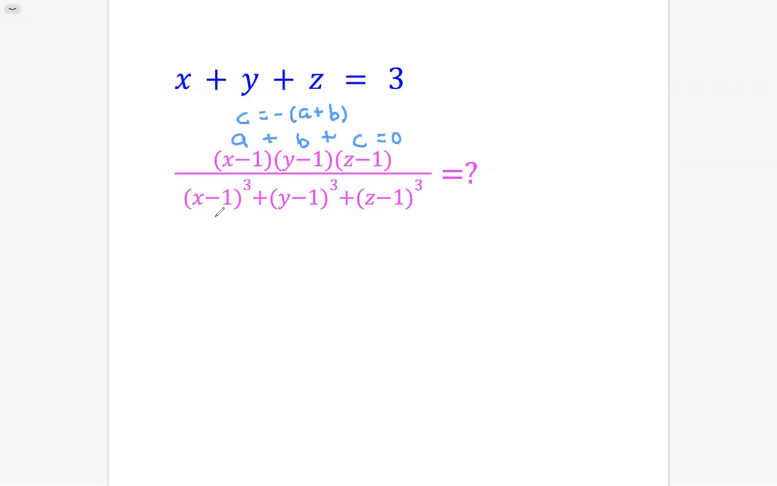Right? So in the denominator, we have A cubed plus B cubed plus C cubed. But what is C cubed? C is negative (A plus B). So instead of writing plus C cubed, we write a minus, because a negative sign raised to a cube is still negative, (A plus B) cubed. Okay, now we need to remember the sum of cubes formula.